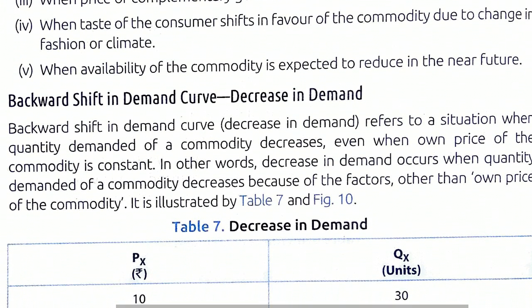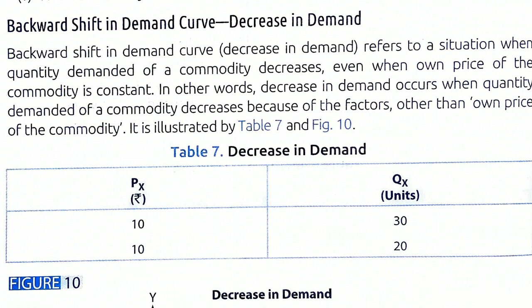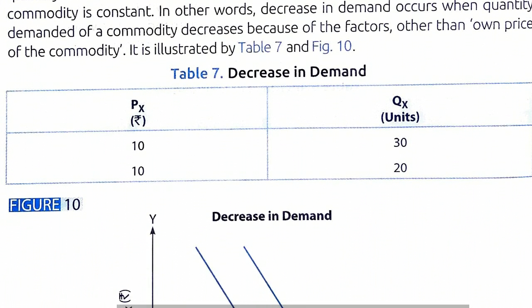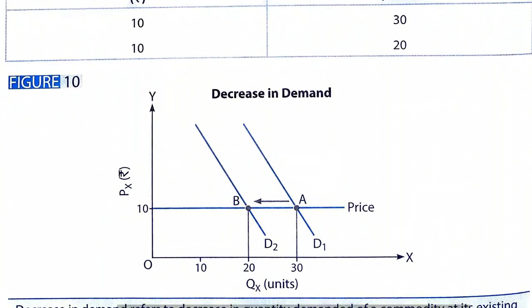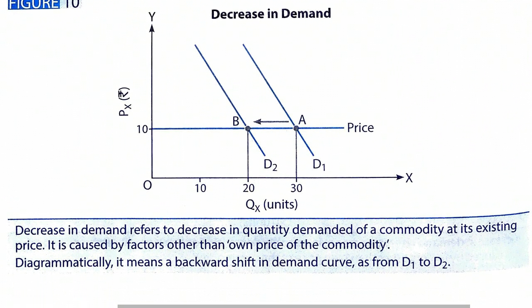Now let us discuss decrease in demand. That means backwards or leftward shift in demand curve. Here you can see at the same price of rupees 10, the quantity demanded or units demanded of a commodity decreases from 30 to 20. In this case, what will happen? The demand curve will shift leftwards. So this is the case of leftward shift in demand curve.